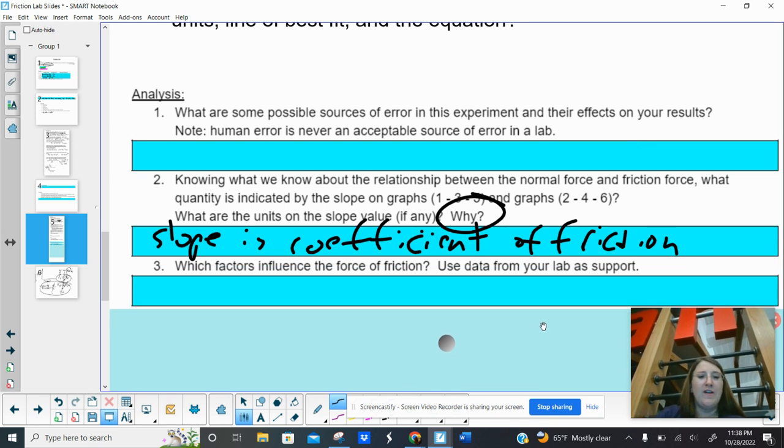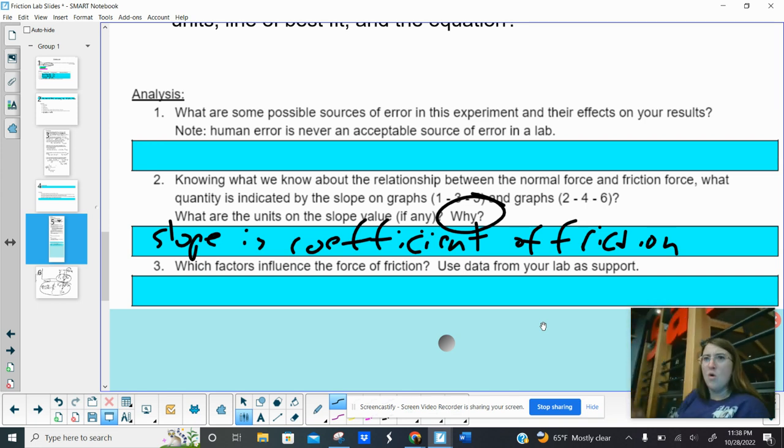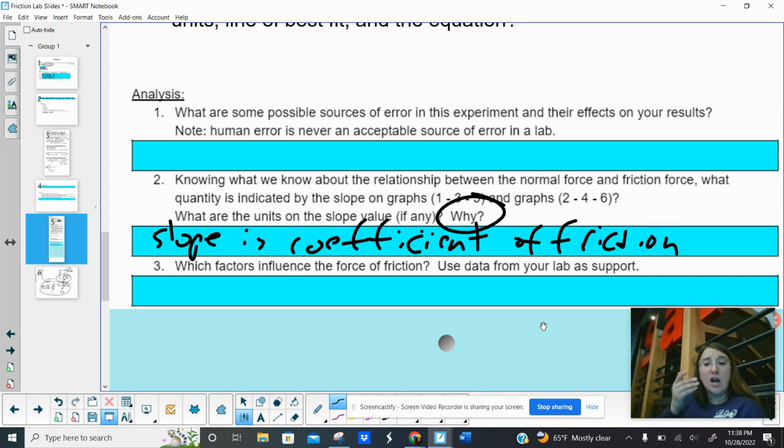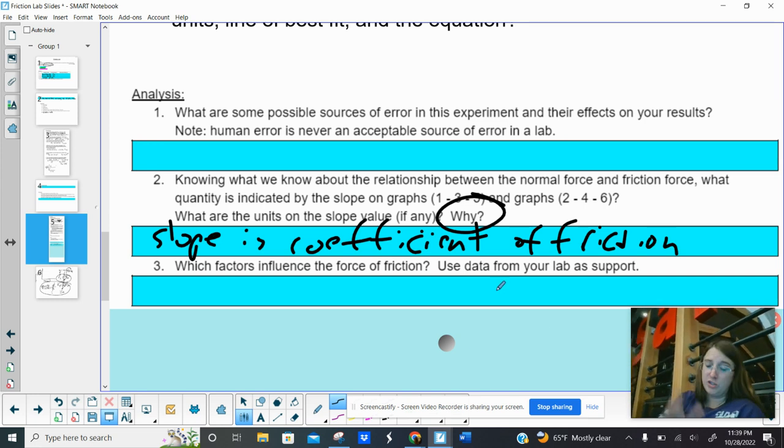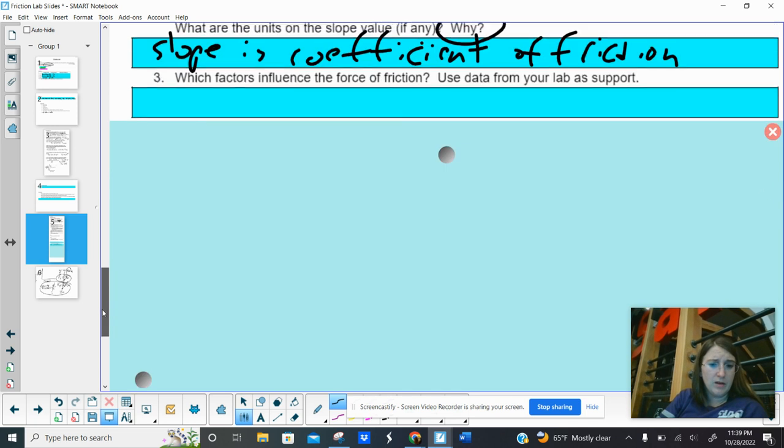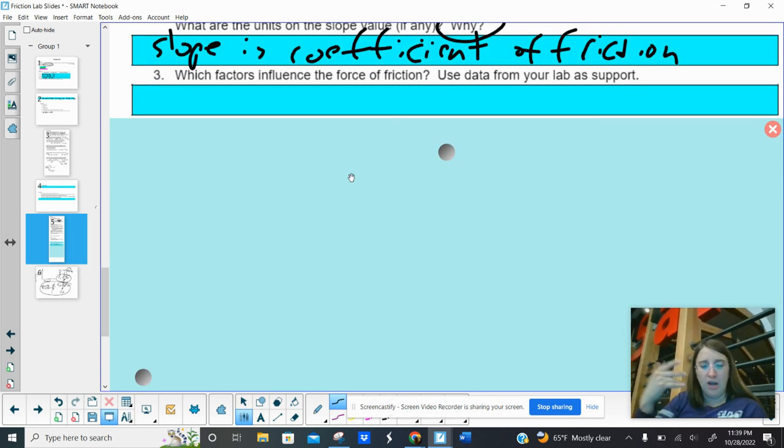Okay, next question. Which factors influence the force of friction? This should be pretty obvious. We changed a couple things throughout this lab. In fact, we actually changed two things. What two things did we change through this lab that caused different changes in the force of friction? Talk to your group. We changed two things. Those factors influence the force of friction. Pause the video, answer that, and come back when you're ready.